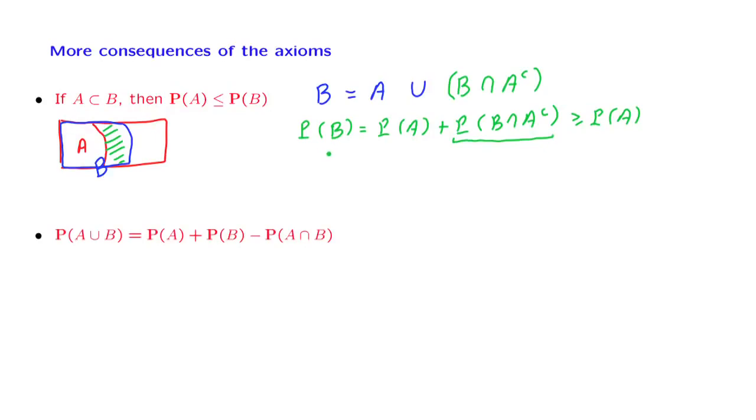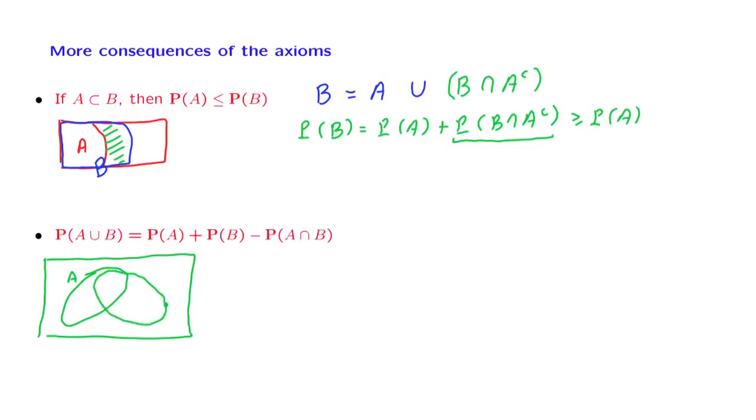The next property we will show is the following. It allows us to write the probability of the union of two sets for the case now where the two sets are not necessarily disjoint. So the picture is as follows. We have our two sets, A and B. These sets are not necessarily disjoint. And we want to say something about the probability of the union of A and B.